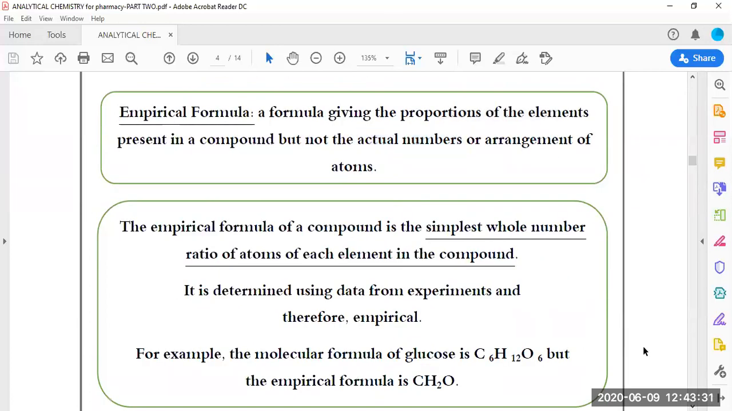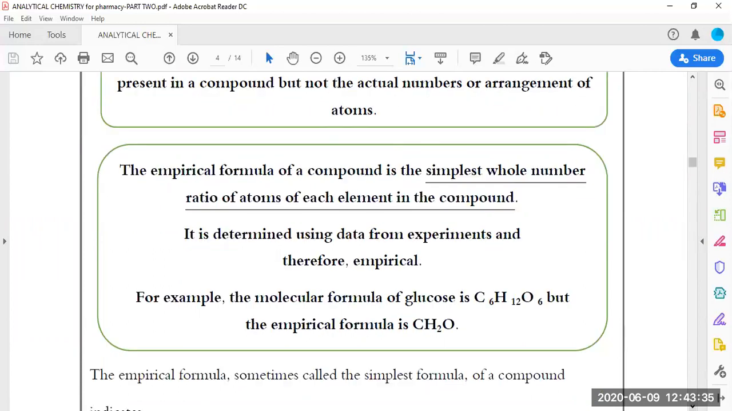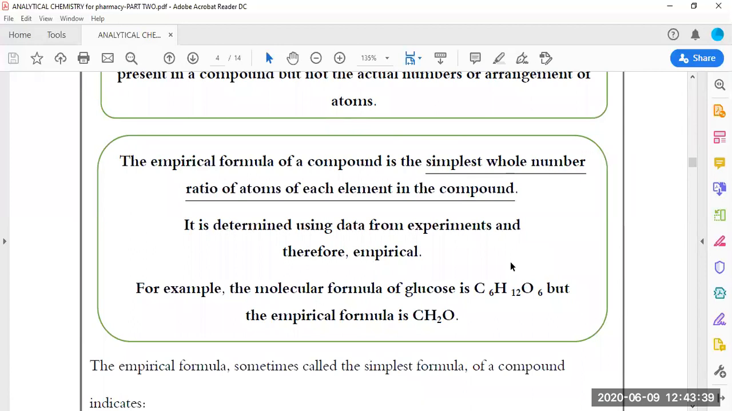It doesn't give you the structure or arrangement of atoms. Or we can say the empirical formula of a compound is the simplest whole number ratio. Look at the word simplest. With some examples, you might understand it better. So it's the simplest whole number ratio of atoms of each element in the compound. It's determined using data from experiments. Let's concentrate on this point a bit. It is calculated from experiments and therefore empirical. So empirical means this data was obtained by experiments.